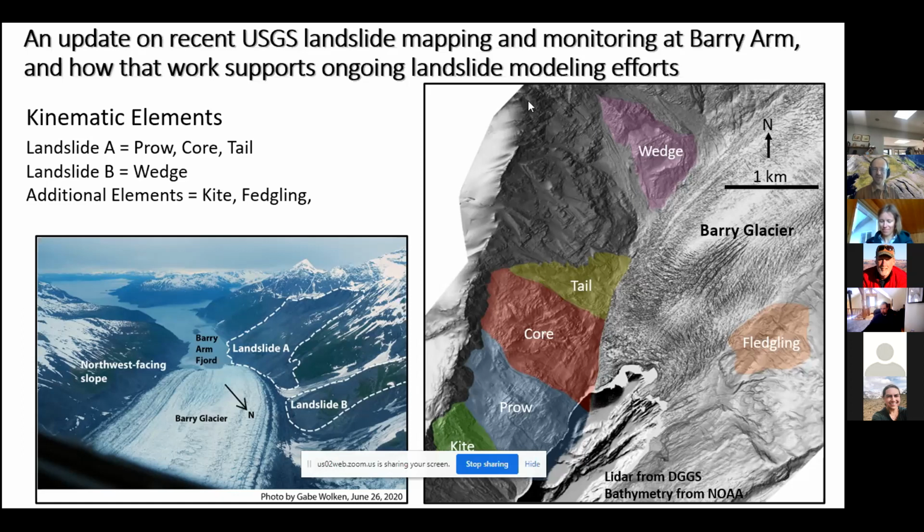By kinematic elements, I just mean different parts of the slide, the landslides that have moved independently from one another, either cumulatively over the long term since the slides' inception, or more recently.